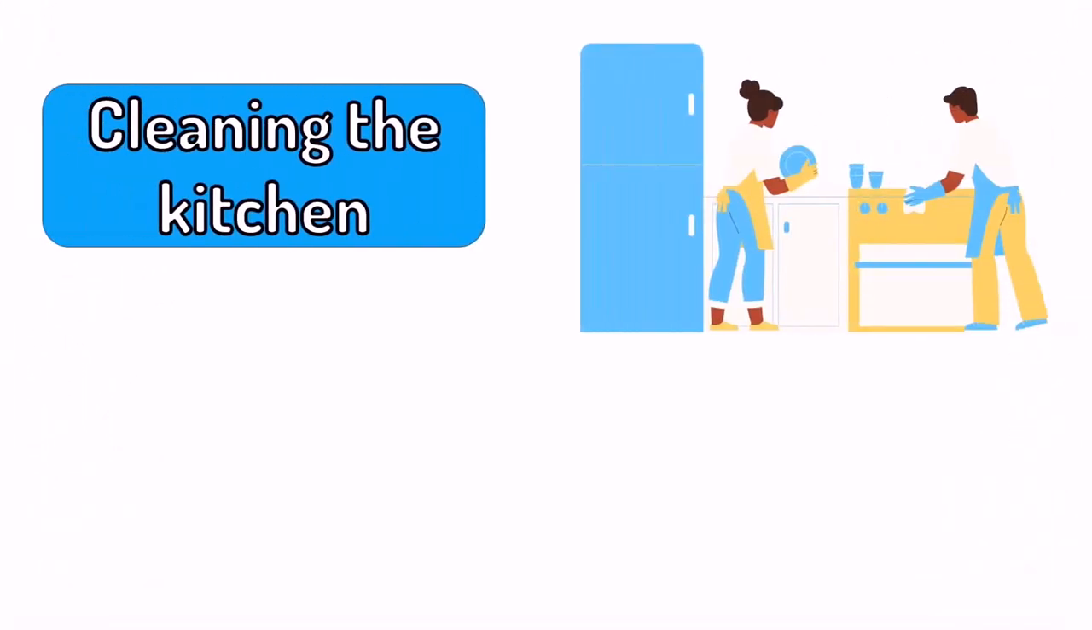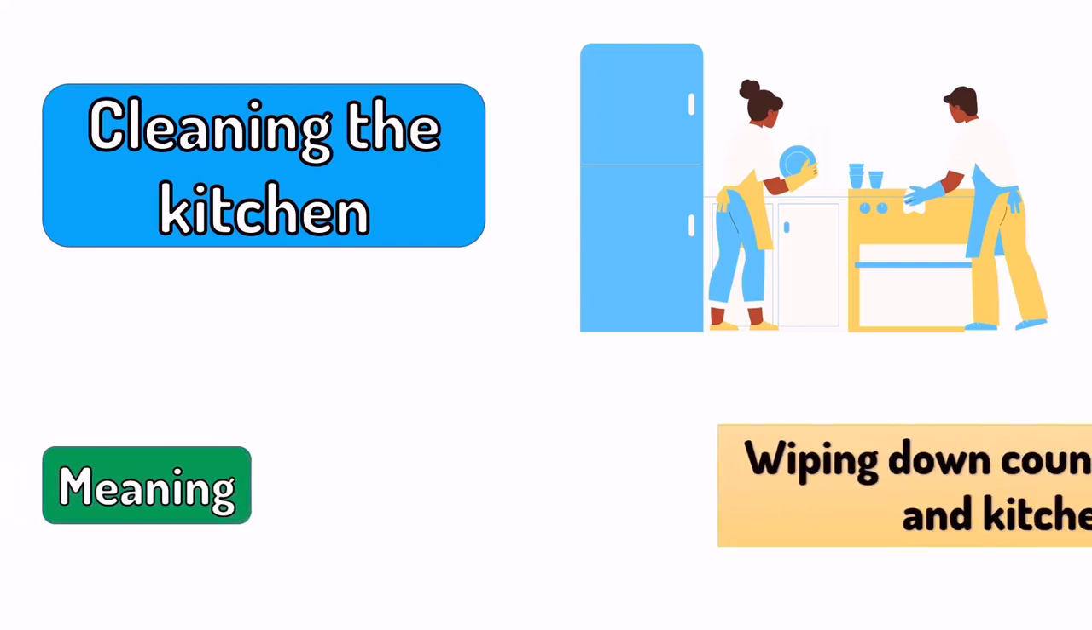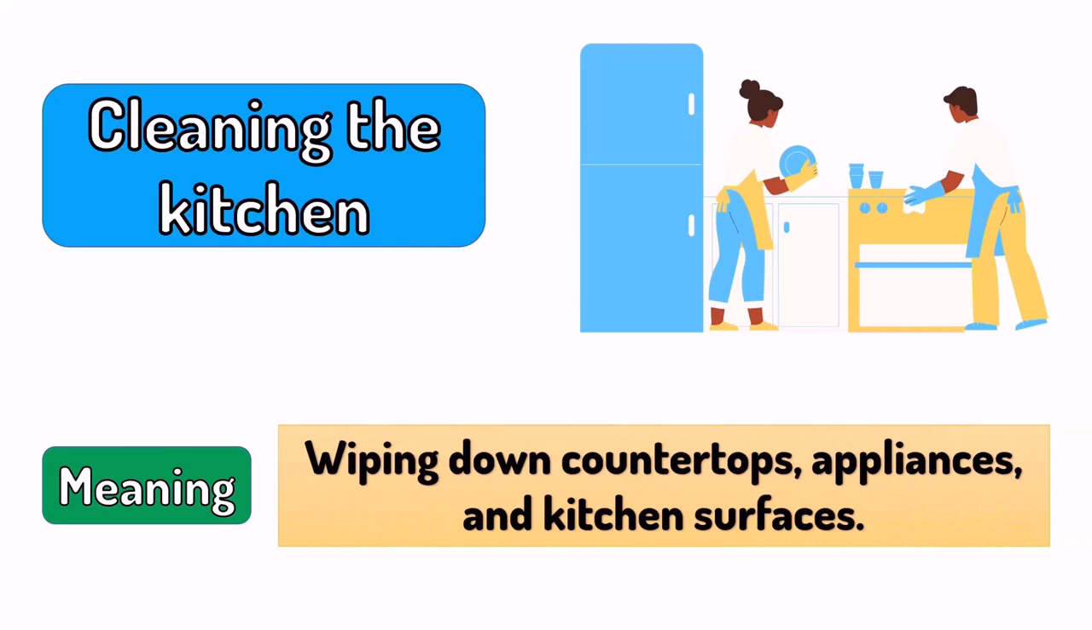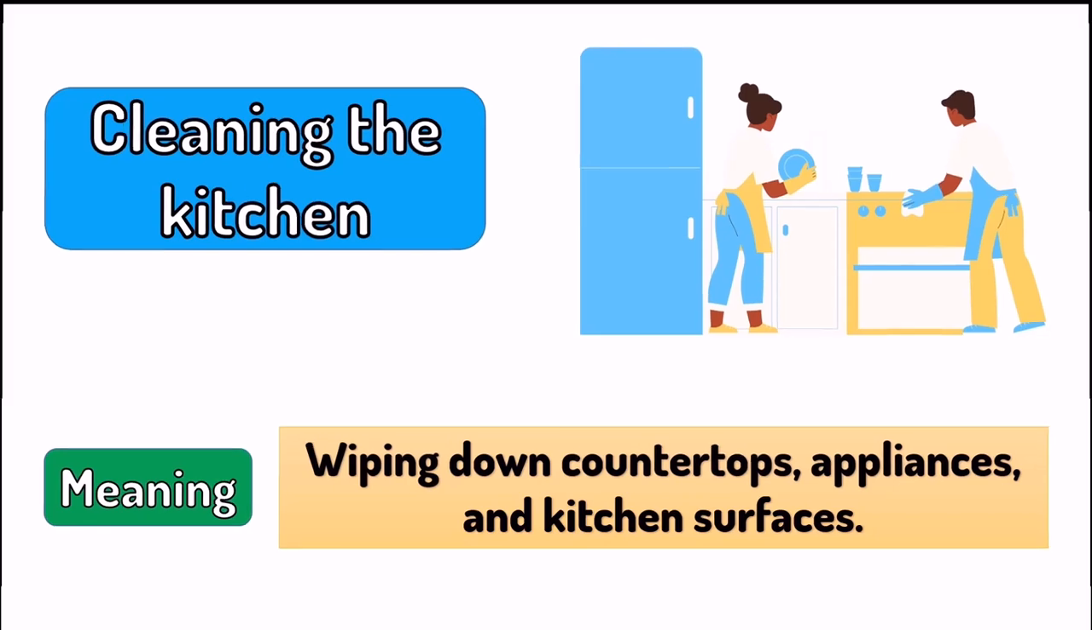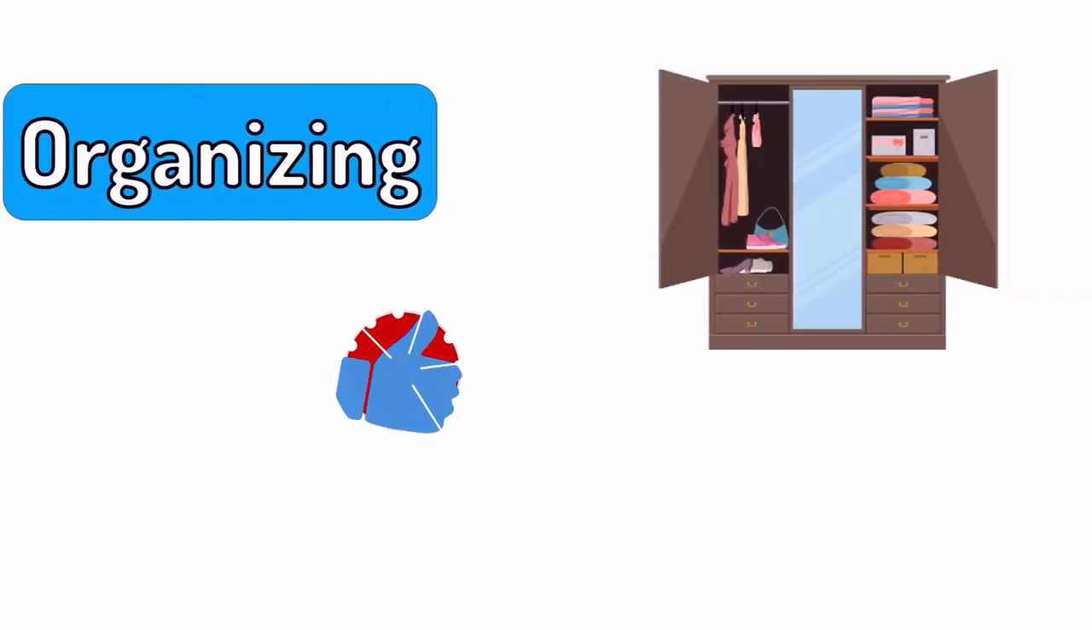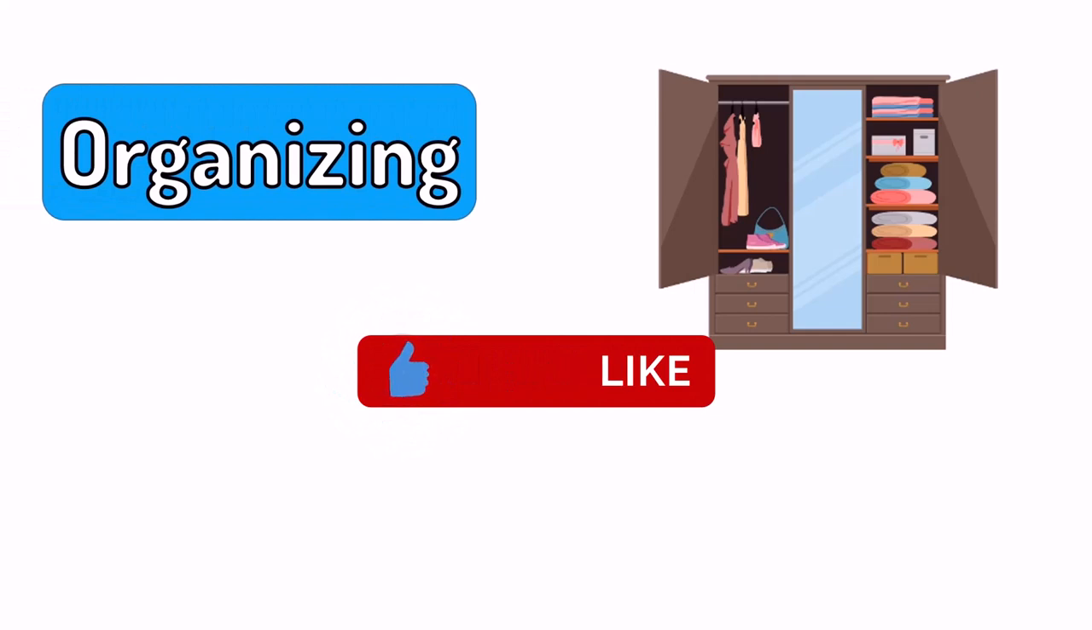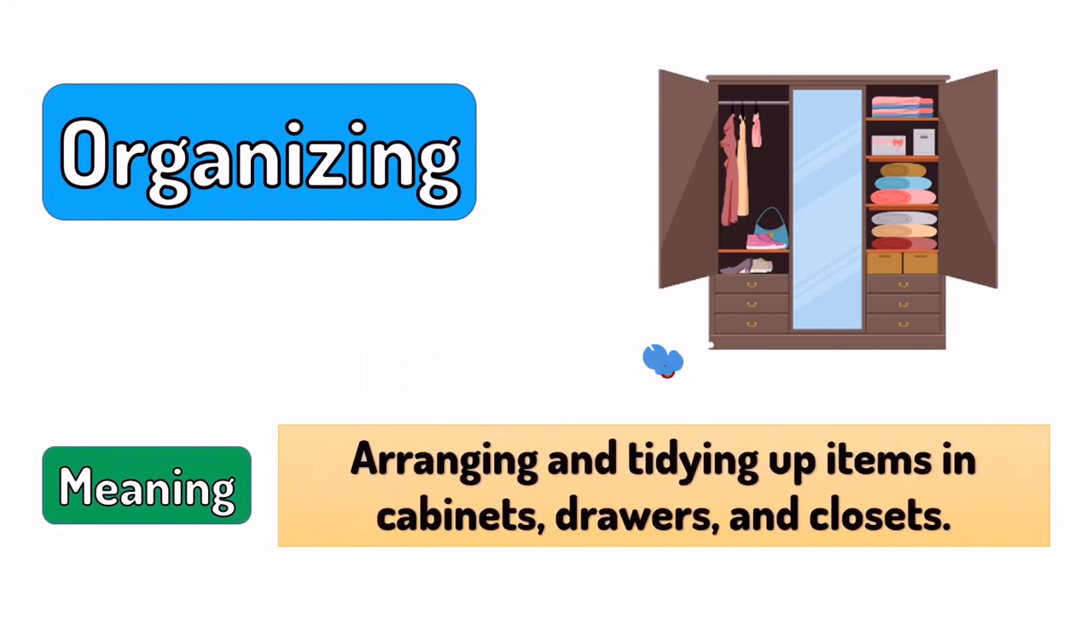Cleaning the kitchen. Cleaning the kitchen means wiping down countertops, appliances, and kitchen surfaces. Organizing. Organizing means arranging and tidying up items in cabinets, drawers, and closets.